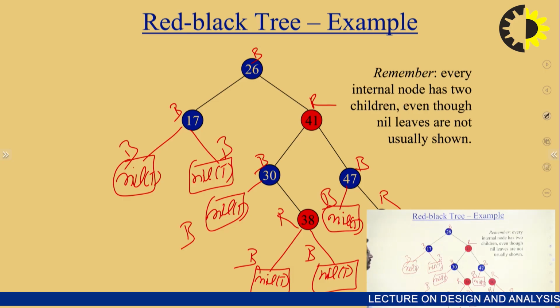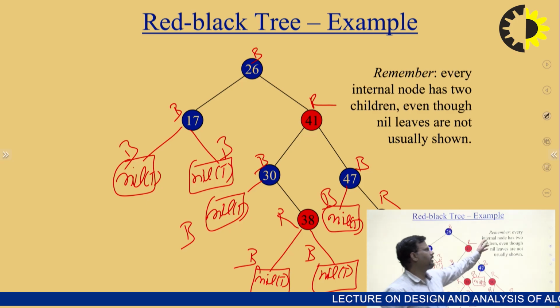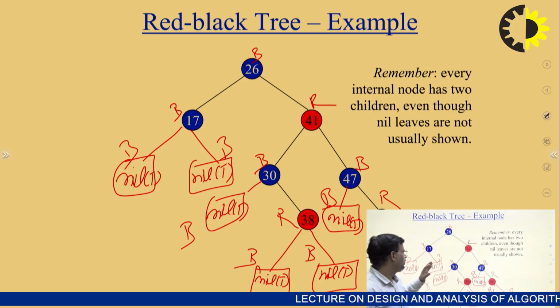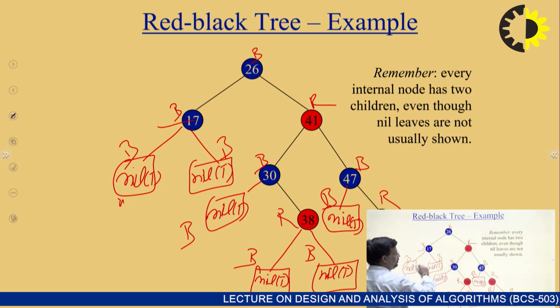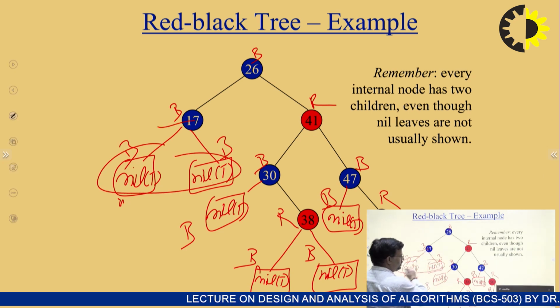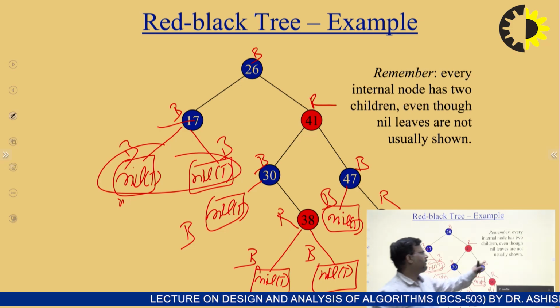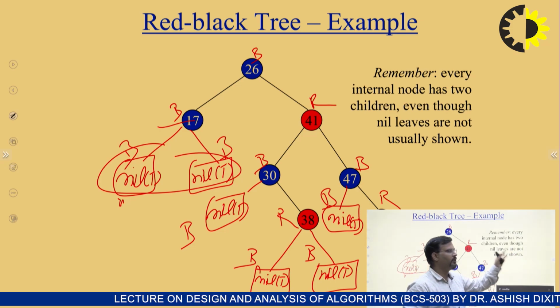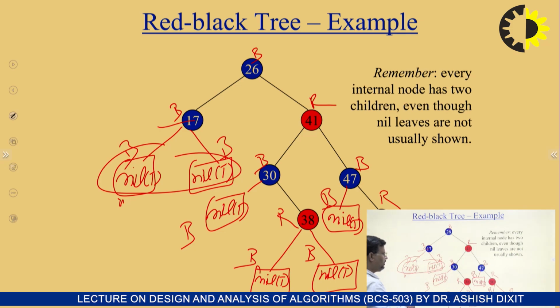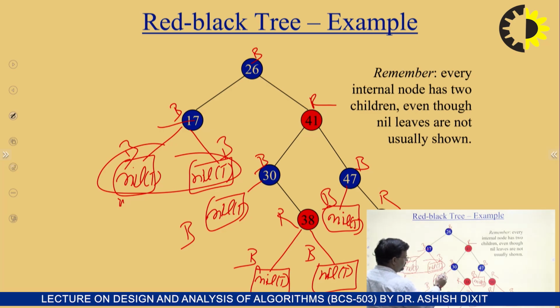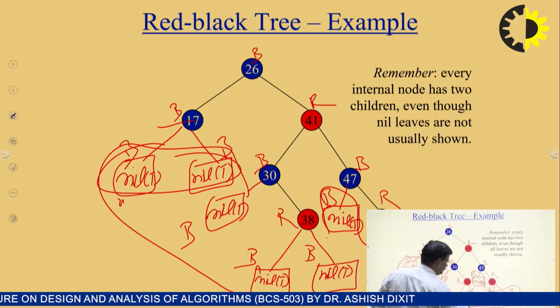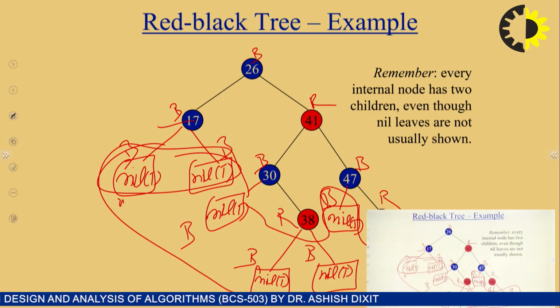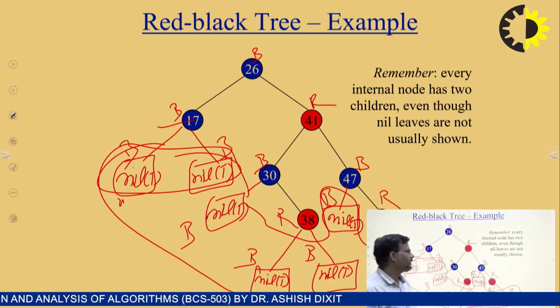So always remember, every internal node has two children. This is an internal node, and it also has two children. Even though the nil leaves are usually not shown, these leaves are there.